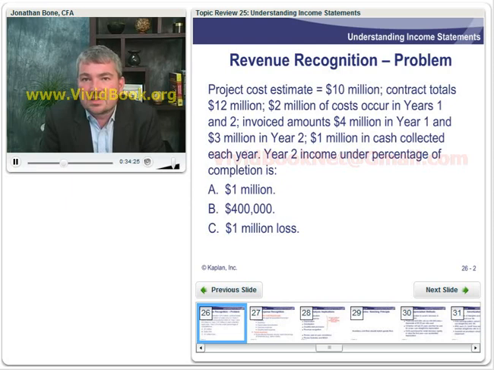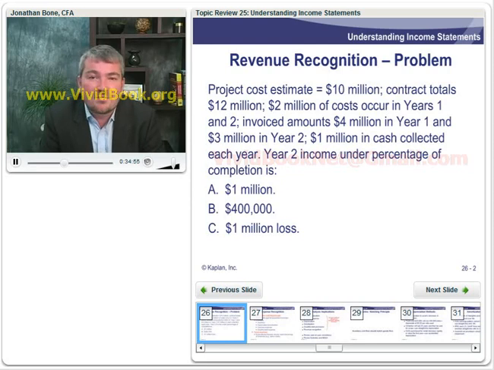So we're asked to calculate the income in year 2. In year 2, we've incurred 4 million of costs to date. So that, of course, is a total of 4 million over the total estimated cost of 10 million. So we've incurred 40% of costs to date times the contracted selling price of 12 million, giving us 4.8 million. Now 4.8 million, of course, is the cumulative income recognised to date.